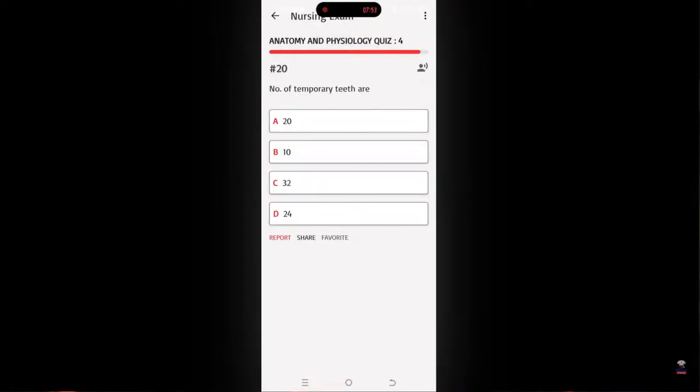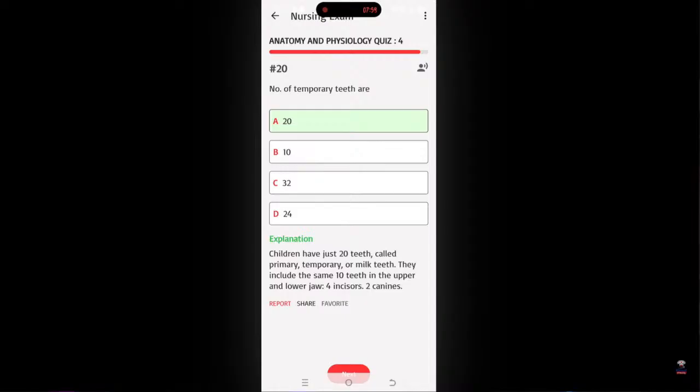No of temporary teeth are A. 20, B. 10, C. Correct answer. Children have just 20 teeth, called primary, temporary, or milk teeth. They include the same 10 teeth in the upper and lower jaw, 4 incisors, 2 canines.